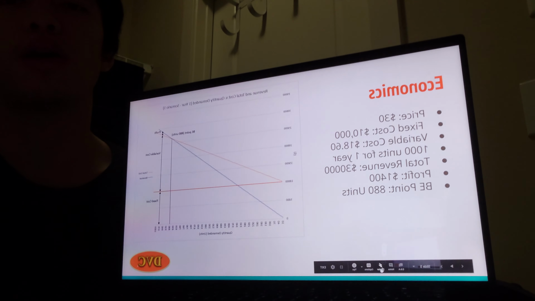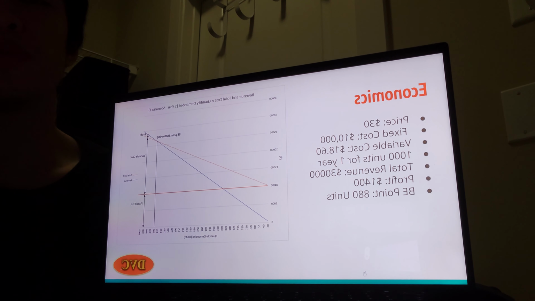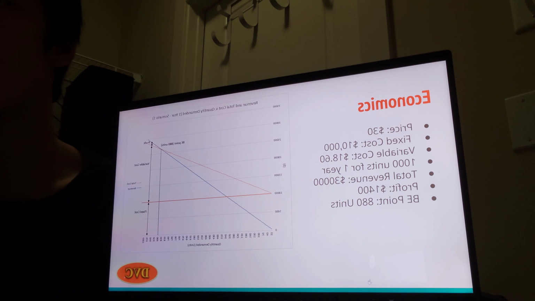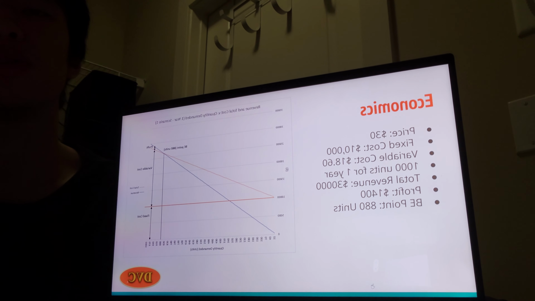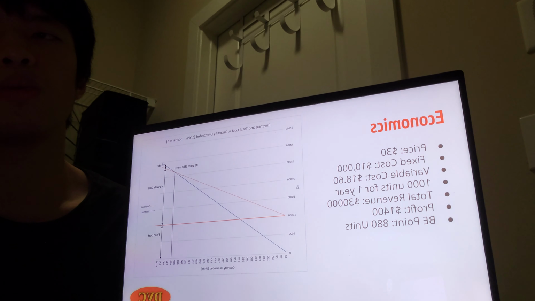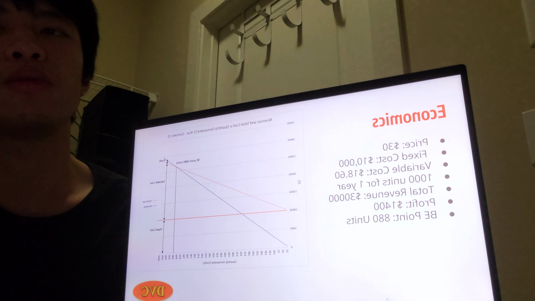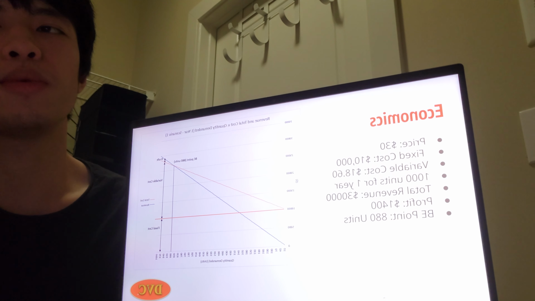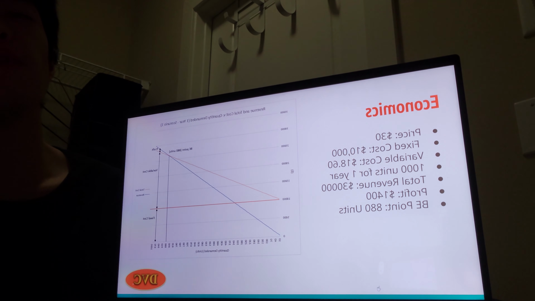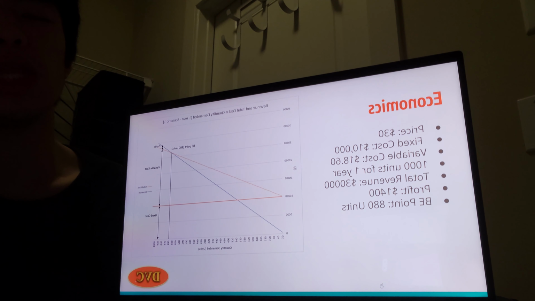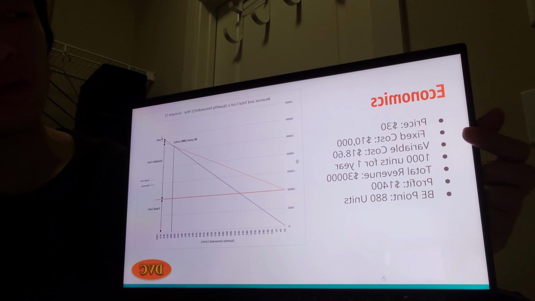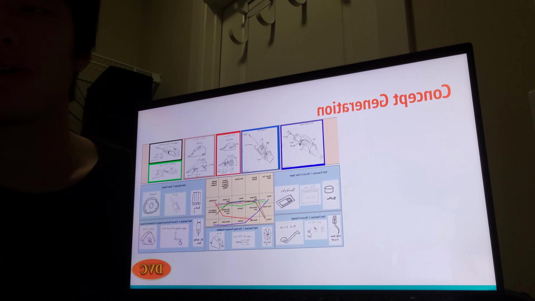So we see that the price of our vacuum cleaner is $13. The fixed cost should be $10,000. The variable cost is $18.6. That means that if we sell 1,000 units per year, the total revenue is $13,000, and the profit is $1,400. The break-even point for us is 818 units, and this table shows the numbers right here.